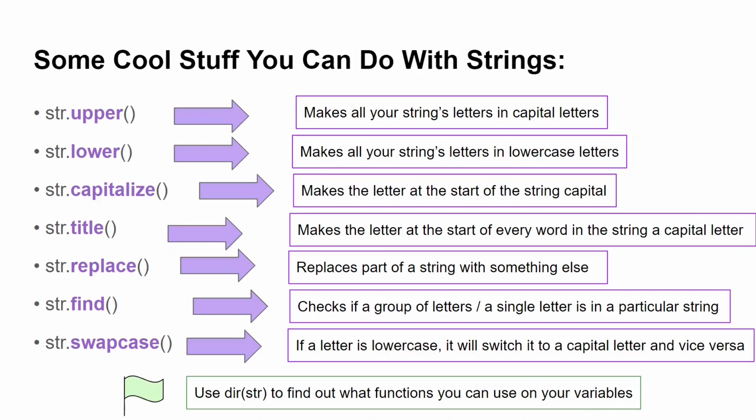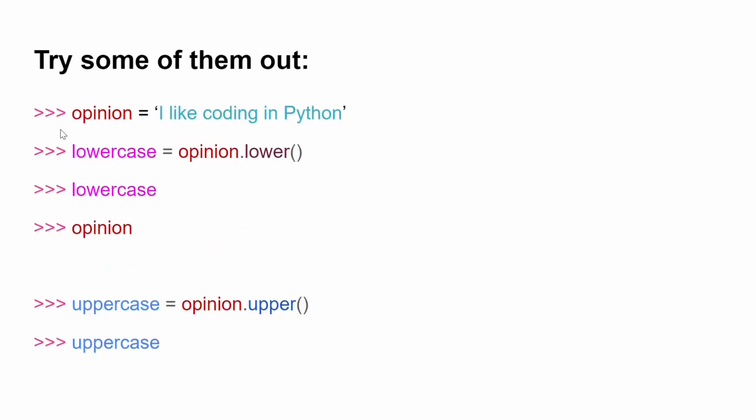So these ones on the screen are not all of them. There is a lot and it would take a long time for me to explain all of them, but you can apply them to your variable. I'll show you how in the next slide, so don't worry, in your own free time. Here I'm making a variable called opinion and assigning it to "I like coding in Python."